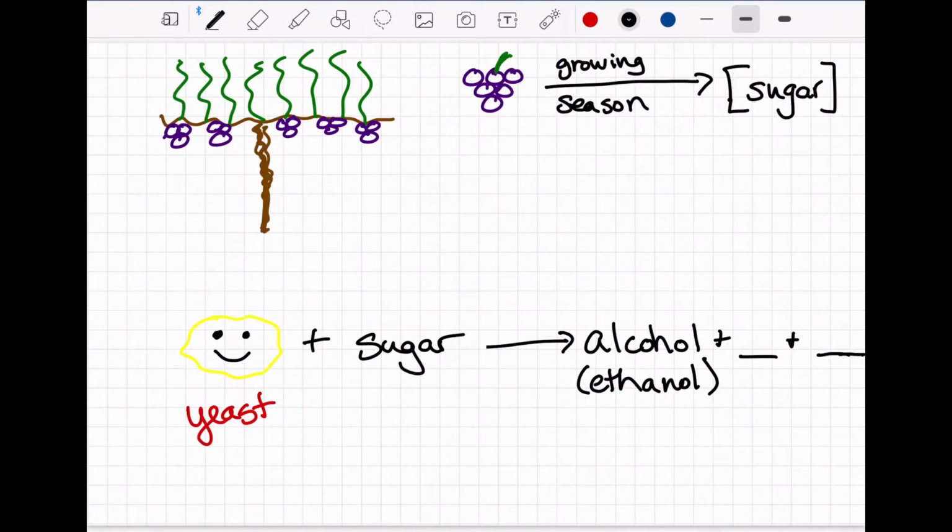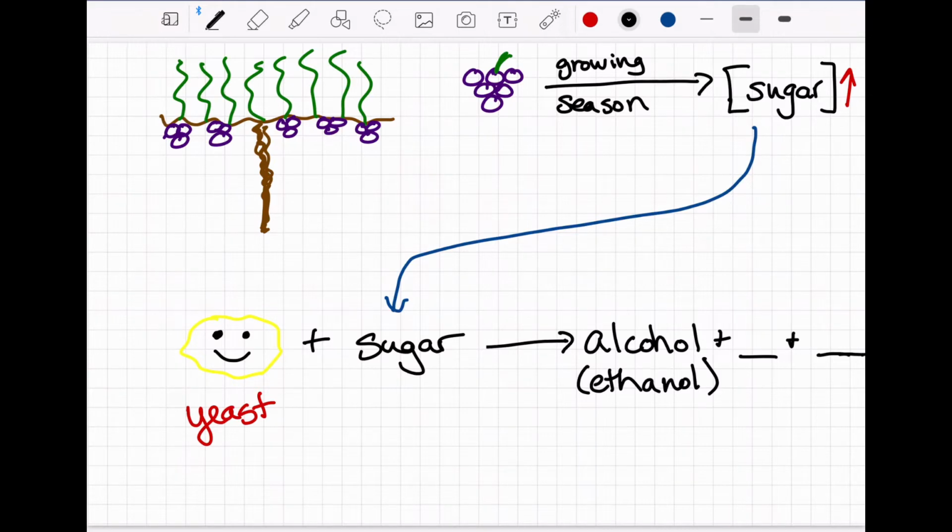So during the growing season, we grow our grapes, and during that time, the sugar concentration within the grapes accumulates. So our sugar concentration increases. And that sugar is released when we press the grapes or crush them and prepare the juice. And so this sugar that we worked really hard at developing all summer, we have that in our tank in our juice, and we add some happy little yeast, and we go through our alcoholic fermentation.